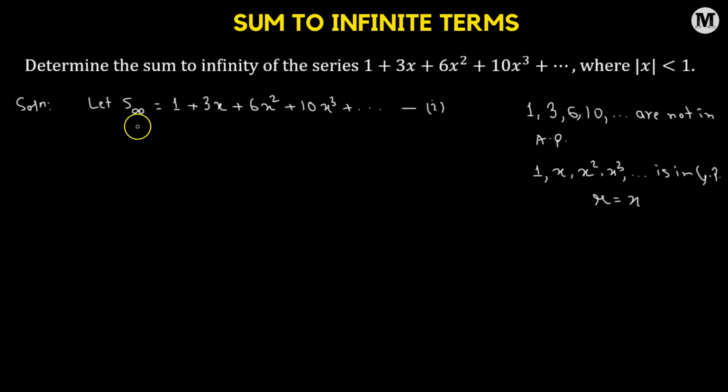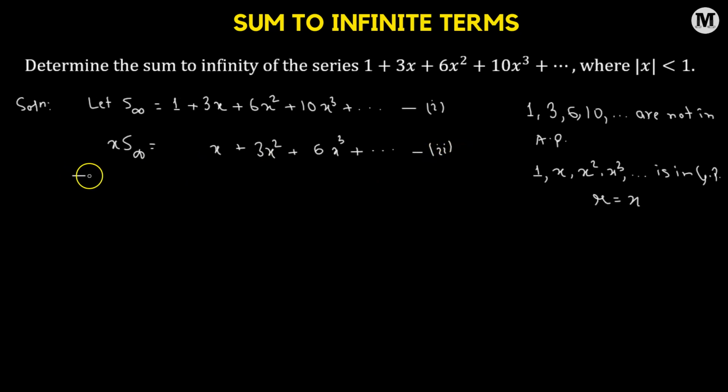So what we'll do is take the series and multiply throughout with x. In other words, we're going to multiply x with each term of the infinite series. Multiplying x with the first term gives us x. Add 2. Multiplying the second term 3x with x gives us 3x squared. Then we have 6x squared, and multiplying with x gives us 6x cubed, added to the rest of the terms. We're going to name this series number 2.